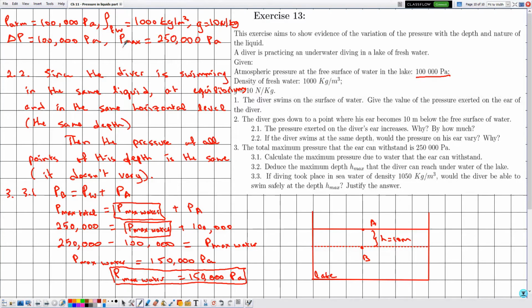So here we can say that this is not P max total, but P max due to water, because at the point B we have two pressures, the atmospheric pressure and the pressure due to water, which is given by 150,000 Pascal.